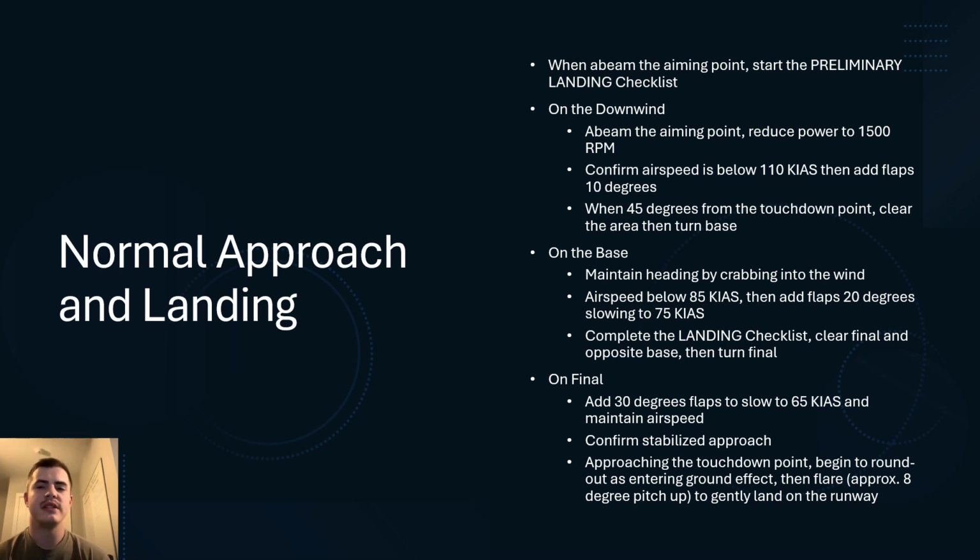This was considered a stabilized approach, and we're going to confirm that it is a stabilized approach. But in the event that it is not stabilized, we will initiate a go around. As we're approaching the touchdown point, we want to begin our round out as we enter ground effect. Once our performance wears off, we want to flare approximately 8 degrees pitch up to gently land on the runway. First, we want to let the main wheels touch the runway and then gently let the nose landing gear land on the runway.